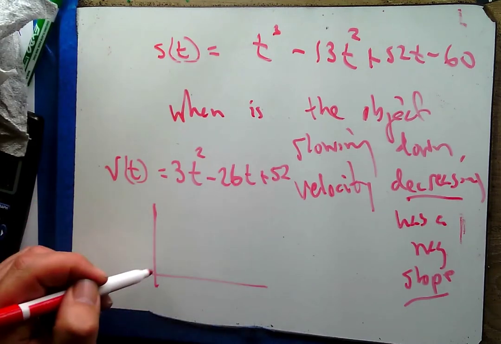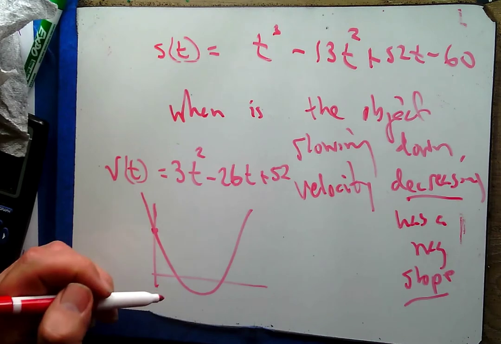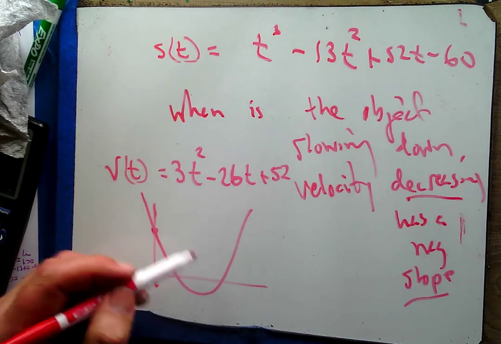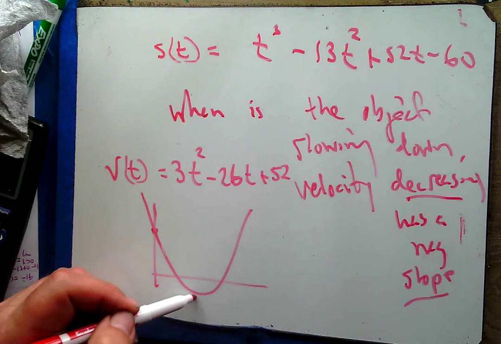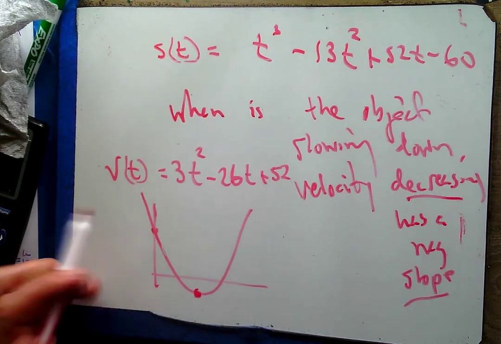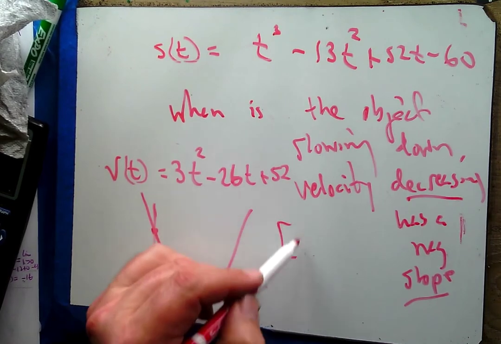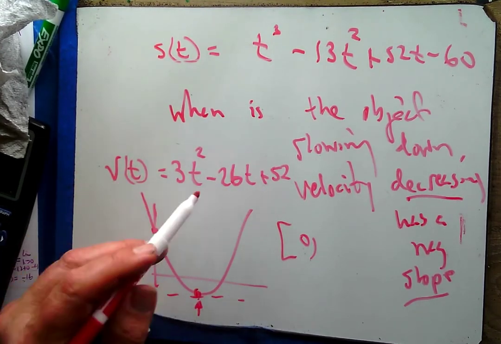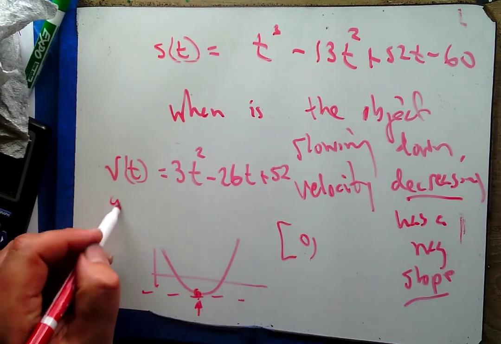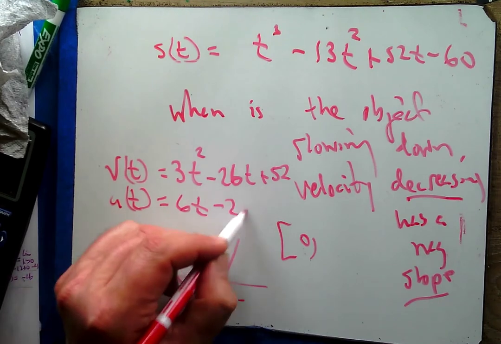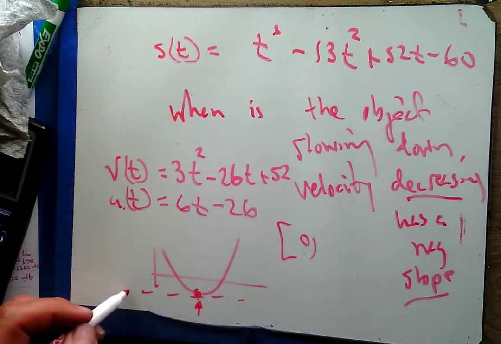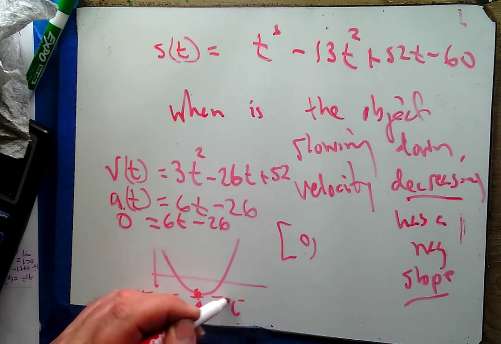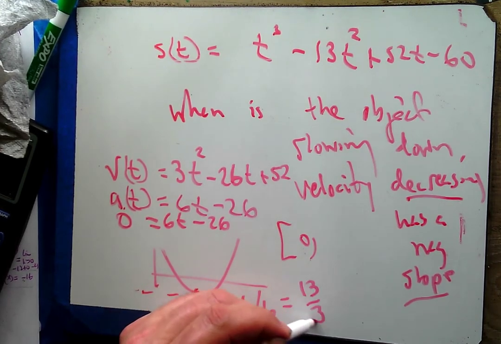Well, if I look at my velocity graph, it looks like this. And I see all these negative slopes. Okay? So, slowing down, slowing down, slowing down. When is the object slowing down? From 0 to whatever time this is. Now that time is when the slope of velocity is 0. Hey, isn't that acceleration? A of t equals 6t minus 26. And we want to know when the slope on this velocity curve, also known as acceleration, equals 0. So this point here will be 26 over 6, or 13 over 3.